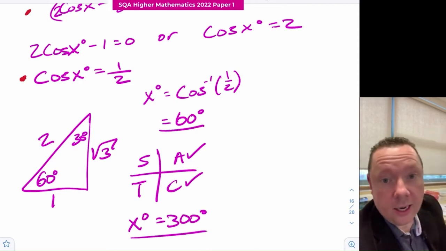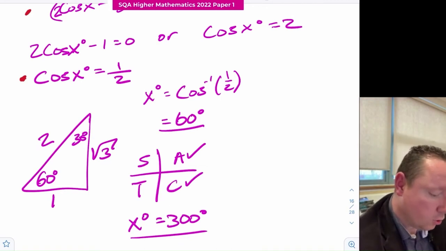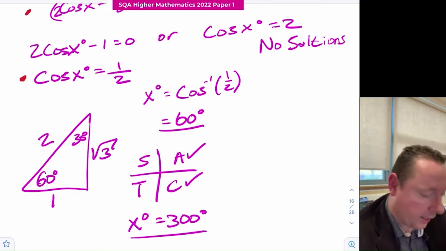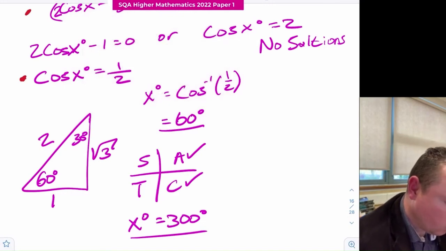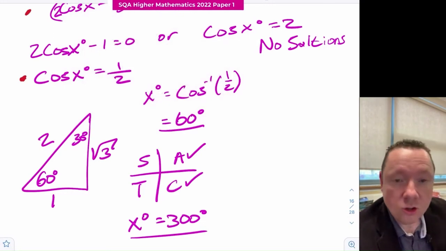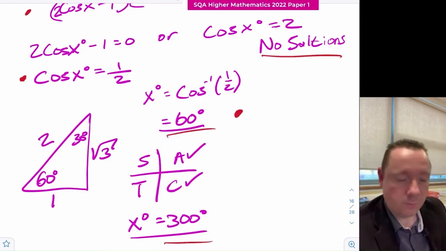Now looking at our right-hand side, nice and simple, cos x is equal to 2, there's no solutions to that. We can just say there's no solutions because obviously cos x goes between 1 and −1. So for our final mark in this question, as long as we've got 60 and 300 and said no solutions, all of this underlined stuff together gives us our final mark.